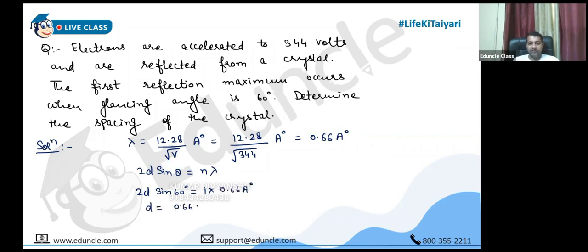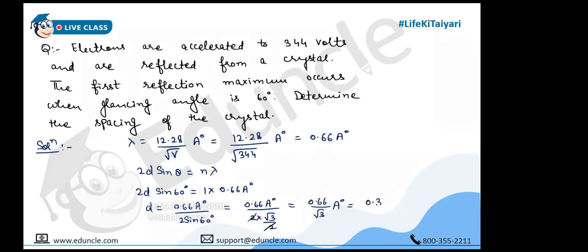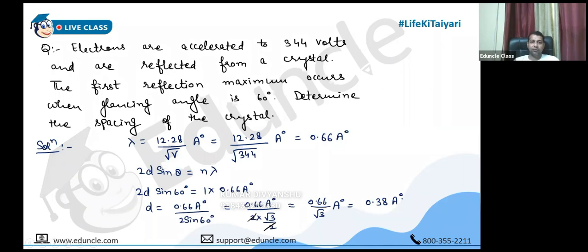So d is 0.66 angstrom by 2 sine 60. Sine 60 is root 3 by 2. So it is 0.66 by root 3. How much? 0.38. Let me check the answer. Yes, 0.38 angstrom. This is the spacing.